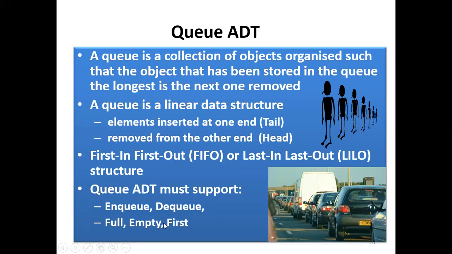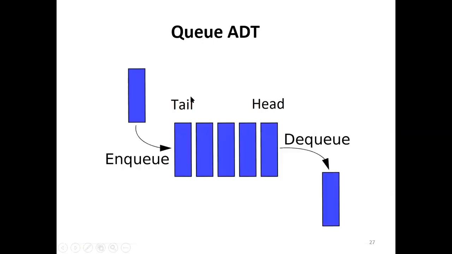The queue abstract data type supports enqueue and dequeue, full, empty, and first. This is an illustration of what the queue is like. At the point where the elements are being entered, that point is called the tail. At the point where the elements are being removed, that is called the head. So we have enqueue and dequeue.